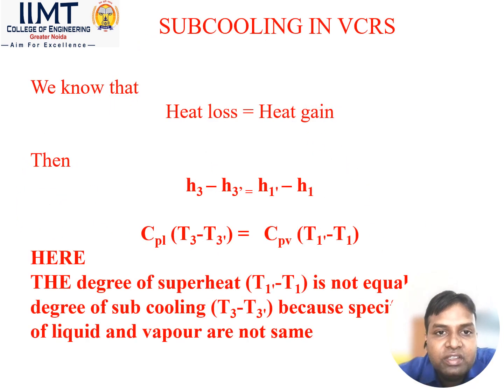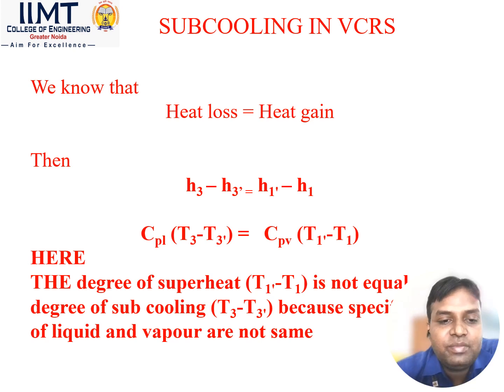Here you can see subcooling in VCR. We know that heat loss equals heat gain. So the heat we are losing in subcooling from 3 to 3 dash becomes H3 minus H3 dash equal to H1 dash minus H1, which is the heat gain. So this becomes the enthalpy equation for subcooling.